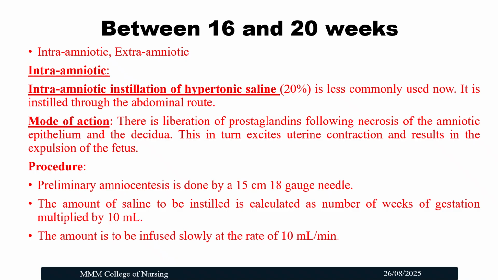Coming to the procedure between 16 and 20 weeks of the intra-amniotic procedure. Here first, amniocentesis is done using a 15 centimeter 18 gauge needle. Then the amount of saline to be instilled is calculated as the number of weeks of gestation multiplied by 100 ml. The amount is to be infused slowly at the rate of 100 ml per minute.